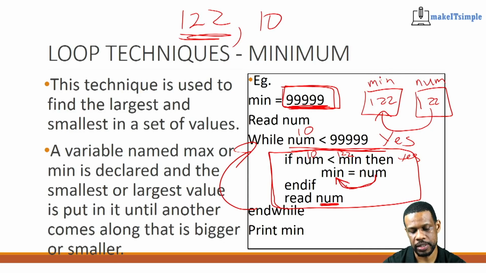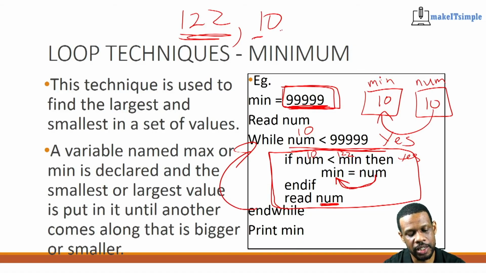Take the number and put it inside min. Not swap them. So the new number that we just got was 10. Take that 10, put it inside by the 122. And the answer is now minimum becomes 10. Notice the lower number always gets put inside the minimum value, because if it's smaller, you will change them.